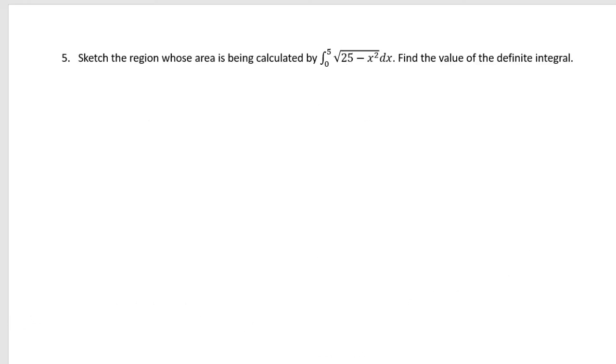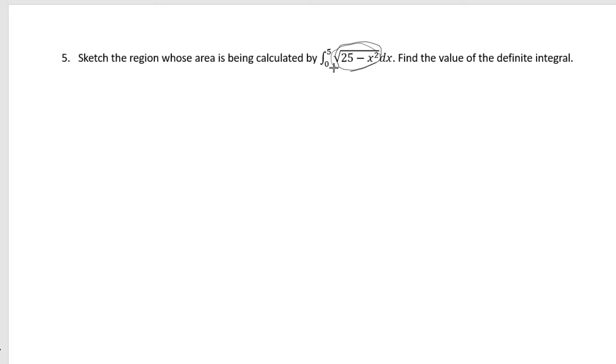Okay, now here's another question that uses geometry. This antiderivative is actually quite hard. You need something called inverse trig substitution to actually find the antiderivative. So if you're curious, you might use some websites such as Wolfram Alpha or integrate.com to look at the antiderivative of this, and it's going to give you something really horrible, something with the sine inverse function in it. So that's definitely not what I'm asking you to do here.